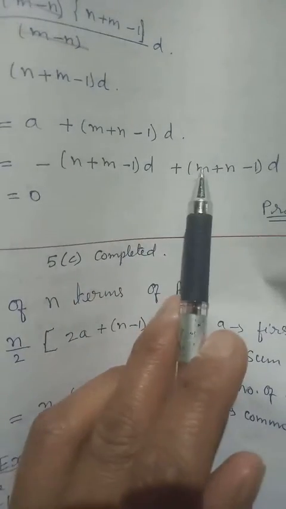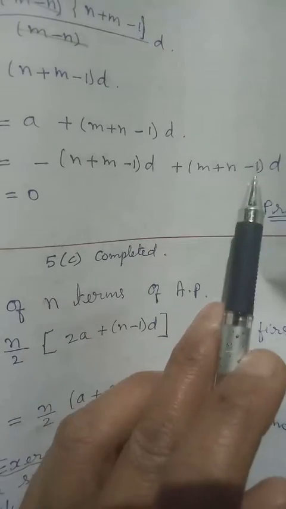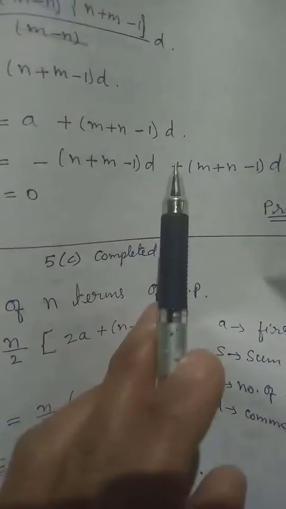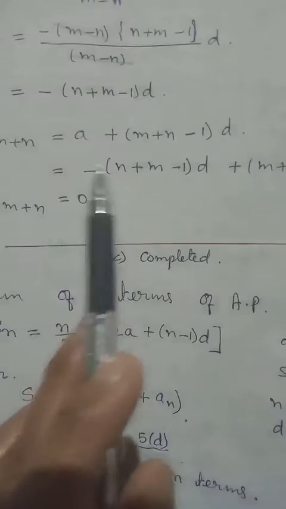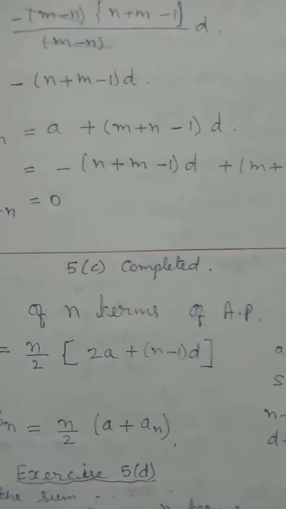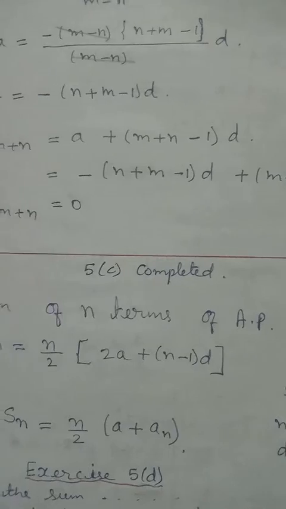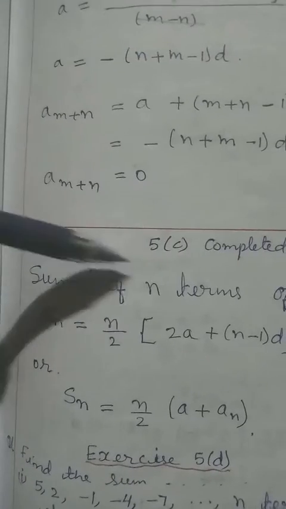so if you compare m n minus 1 minus 1, they are the same, but this one is plus sign, this one is minus sign. As a result, it becomes equal to 0, which proves the equation. So with that, 5C is complete. So we finish using the general term. Next we have to find the sum.